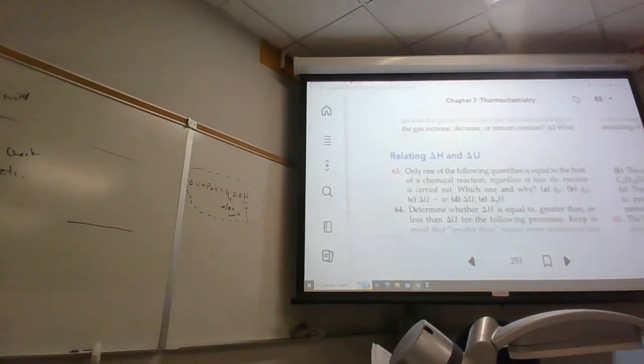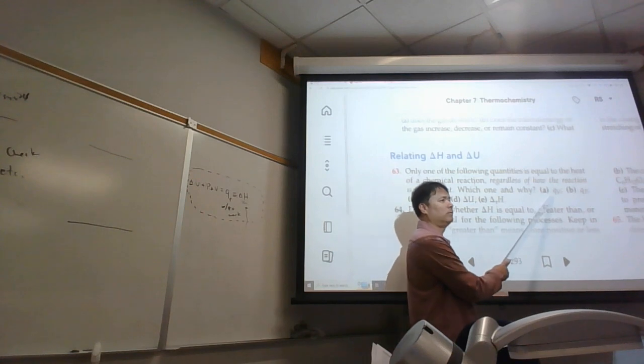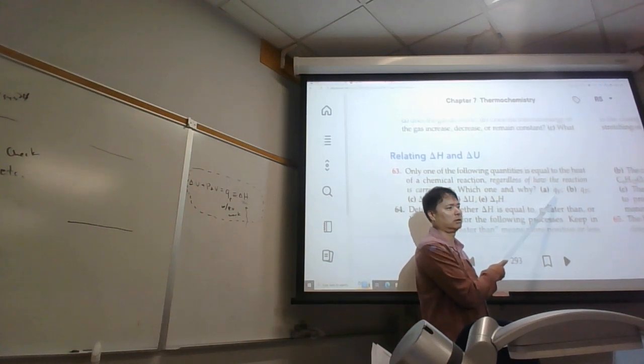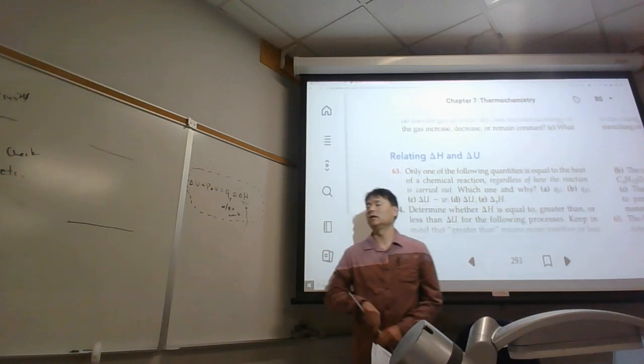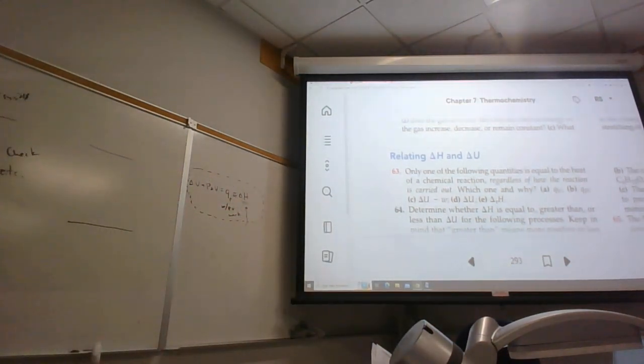This is a little bit of a trick question here. Which one and why? Well, let's first talk about QV. What does the V stand for? Constant volume. And if we do it under constant volume, QV may not equal delta H. The only time QV equals delta H is if delta V under constant pressure is equal to 0.